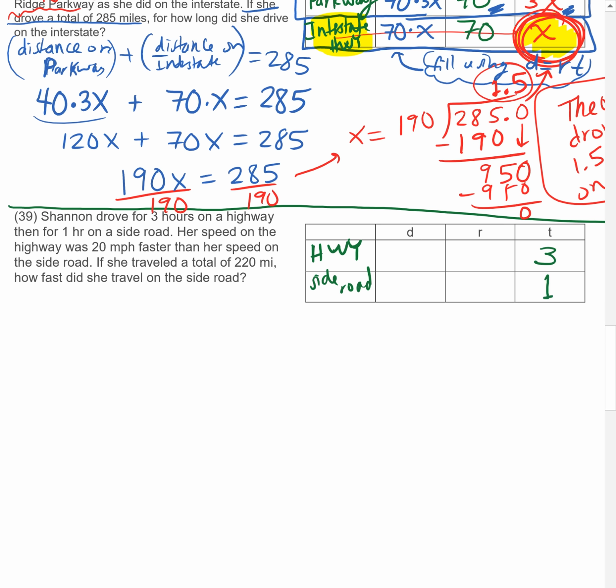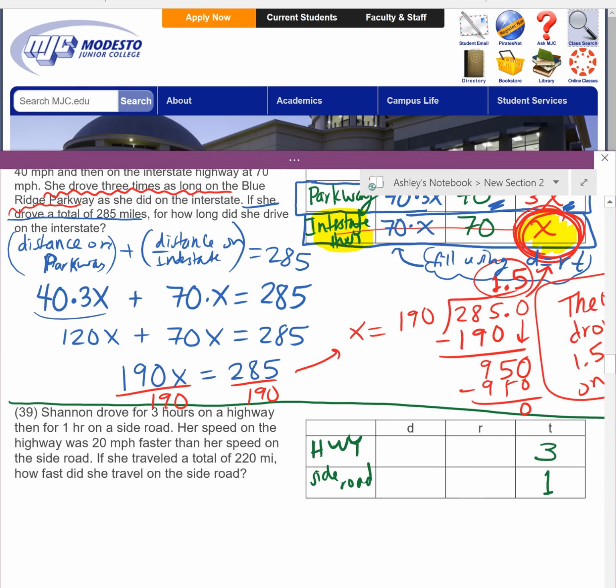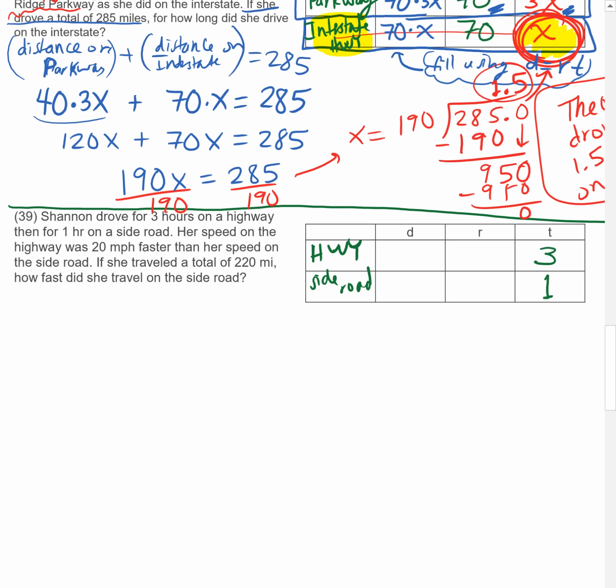All right, the next thing they should give me is some relationship between the distances or the rates. And they say her speed on the highway was 20 miles an hour faster than her speed on the side road. Okay, so if I say X is her speed on the side road, then 20 miles an hour faster on the highway means you're adding 20. Yeah, going faster is more, right? More speed.